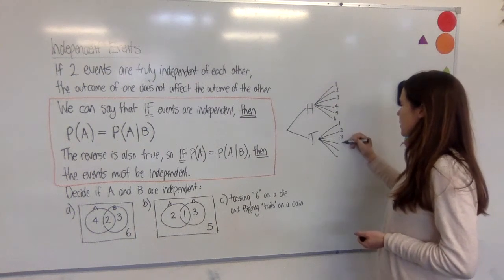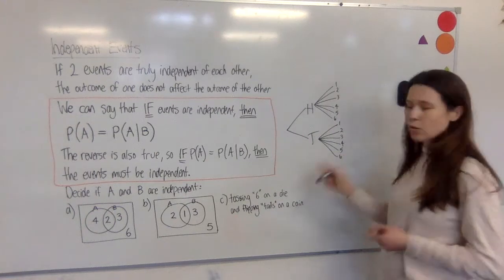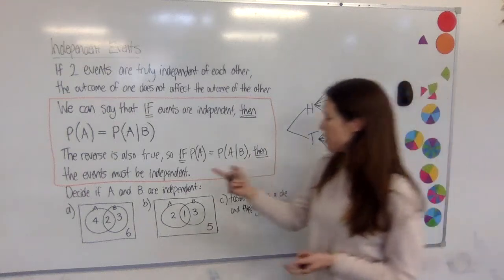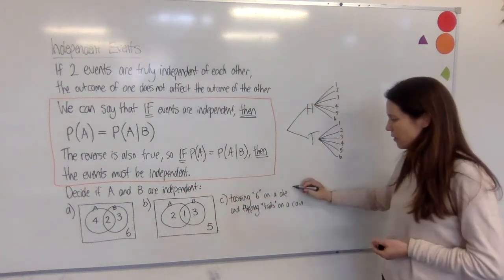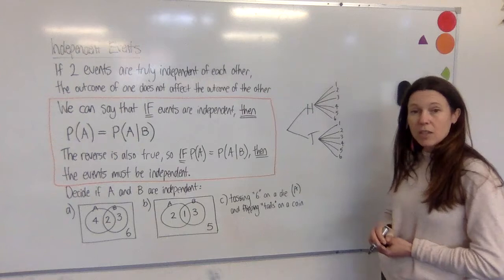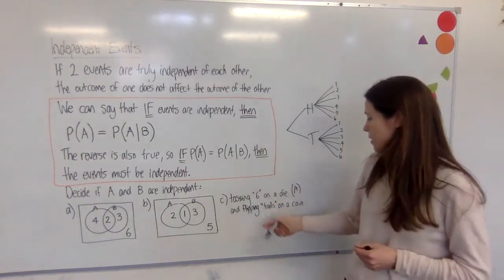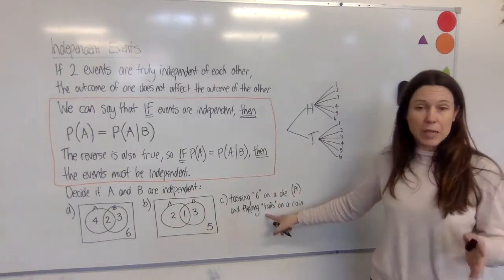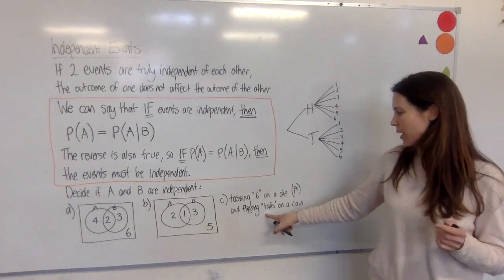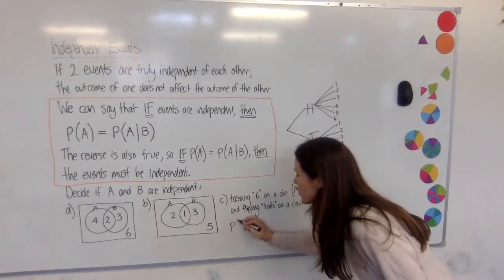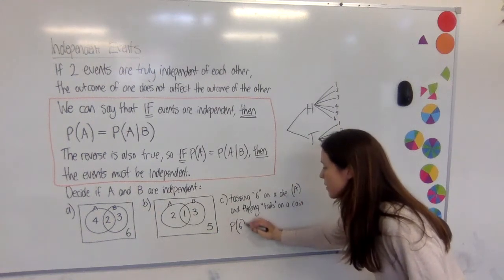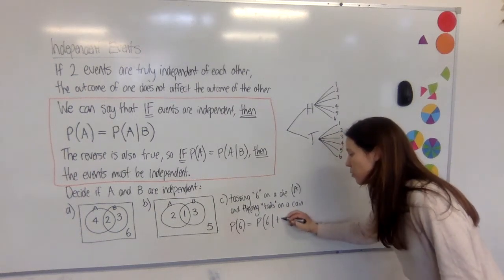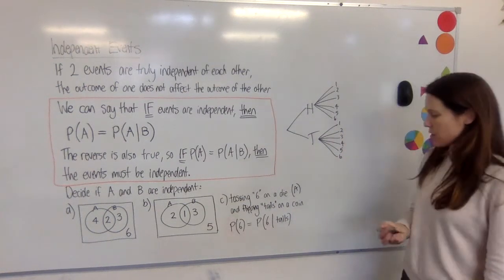Now, what we're saying is, if these two events, the coin and the die, really are independent, then the probability of, let's call it event A, tossing a 6, should be exactly the same as tossing a 6 given that we know we got tails. Okay, so what we're trying to prove here is that the probability of a 6 is equal to the probability of getting a 6 given that we know we got tails. Now let's see if that's true.